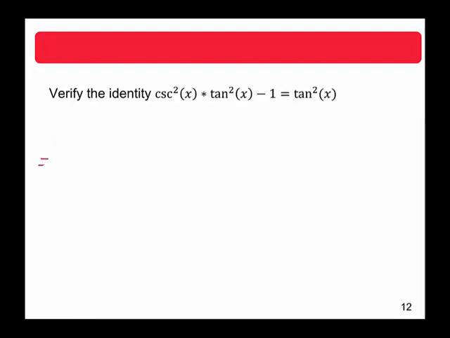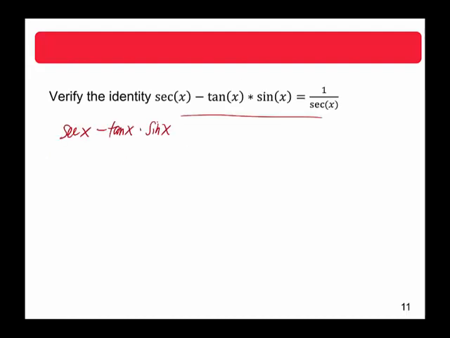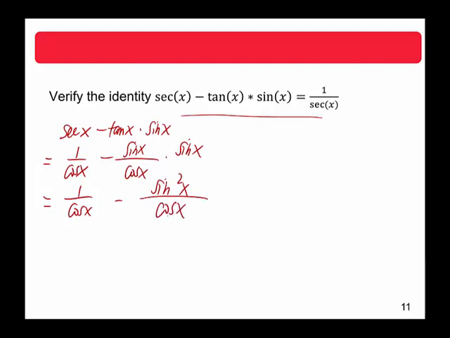And typically we turn everything into sine cosine, right? Because secant x, we know it's 1 over cosine x. Tangent x is sine x over cosine x times sine x. Okay. Now just simplify, so it's 1 over cosine x minus sine x squared over cosine x. Now eventually you become like fractions, keep the denominator, and the numerator is 1 minus sine x squared.